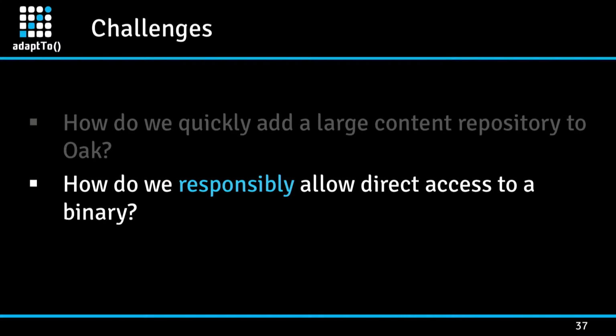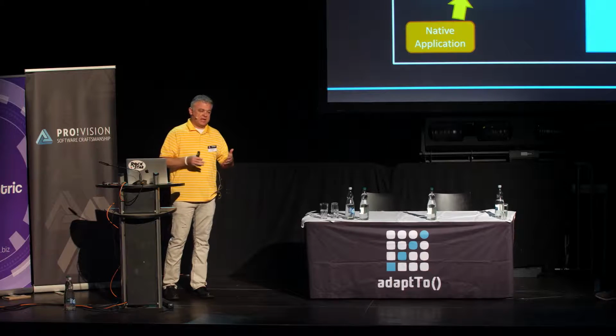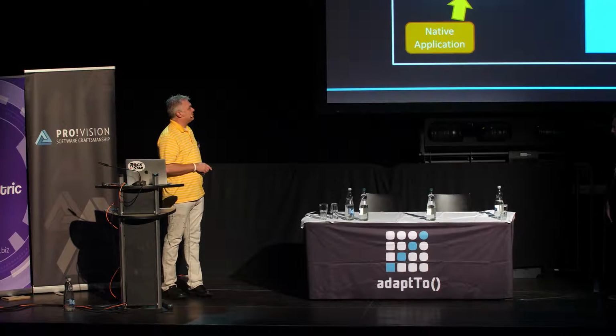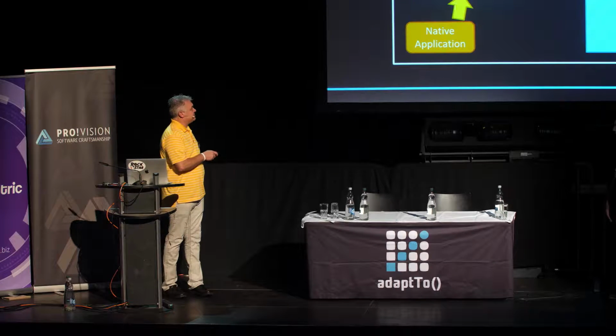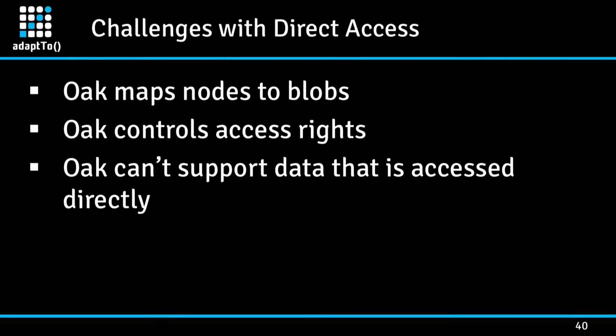The other problem has to do with responsibly allowing direct access to a binary. So many times you might have an application. This might be an app that you have purchased or have licensed, but you don't have the code to it or anything like that. It just happens to be existing on the same machine as where your Oak repository is. And let's say that application wants to read binaries to maybe extract a thumbnail or get metadata out or generate a rendition or something. You'd like to be able to have this directly access the file, but we don't allow that in Oak, and there are reasons for that.